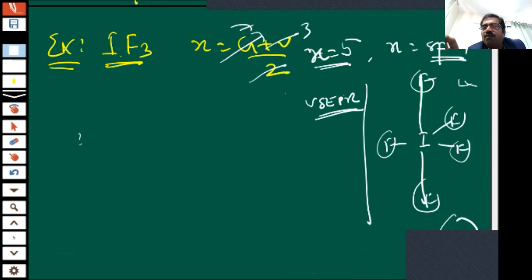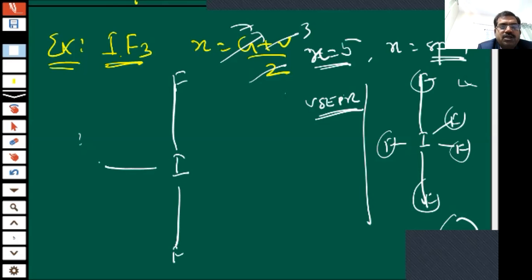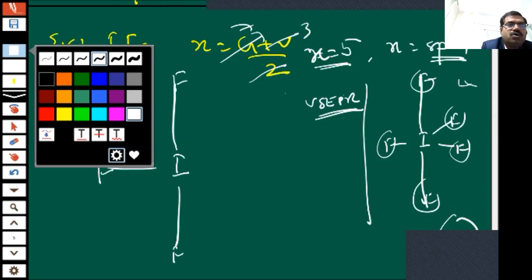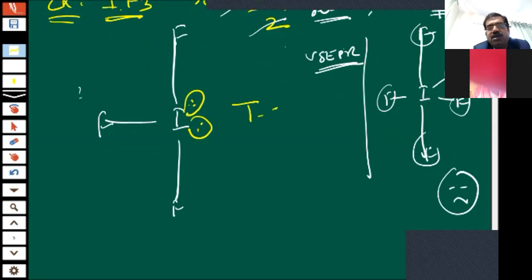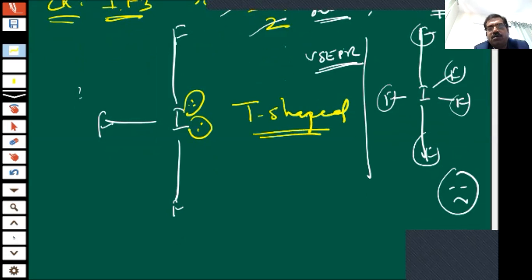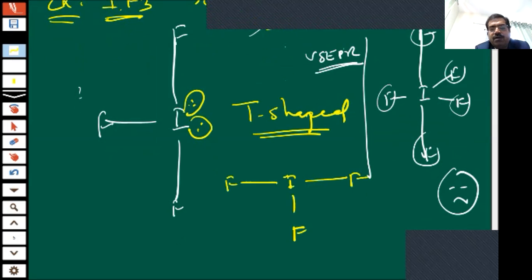Here you have to develop lone pair on equatorial position. It is a guideline of valence shell electron pair repulsion theory, so I am following it. This is fluorine, this is fluorine, and this is fluorine. So I have to develop two lone pairs, one lone pair here and one lone pair here. Did you understand? So its shape is T-shaped. Think like this: iodine, fluorine, fluorine, and fluorine.